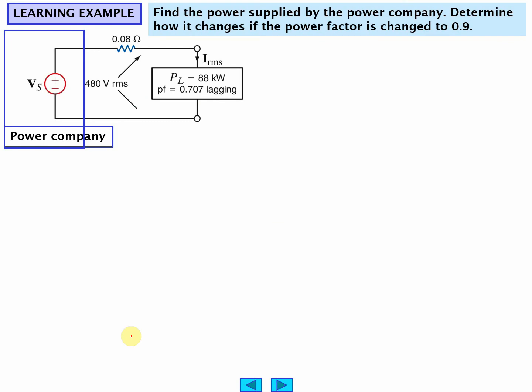So now we got some problems. Here's the power company. You can change this power factor by the total impedance. So we have a voltage supplied, and this is like a line loss. And if you could change the power factor to 0.9, what would be your improvement in power? And that's by impedance matching. You can change the power factor to something like 0.9 using impedance matching.